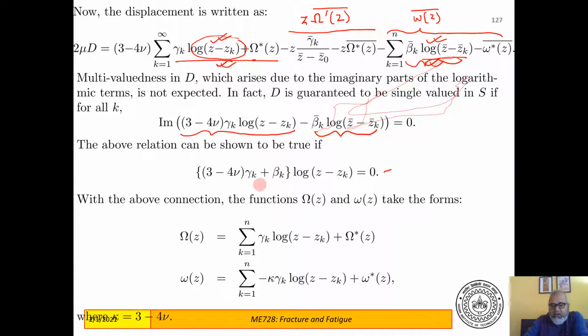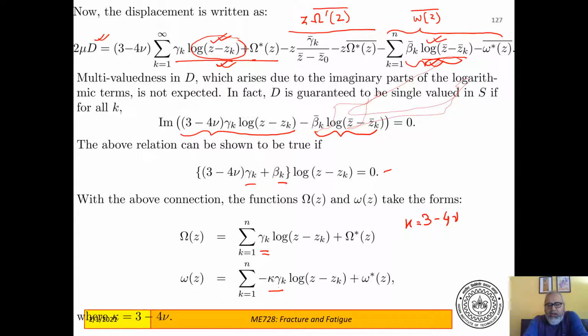And with the above connections, we now have an expression between gamma k and beta k, which will allow us to eliminate one in favor of the other. So we have eliminated beta k. From this we find that beta k is equal to minus kappa gamma k, where kappa is equal to 3 minus 4 nu. So using this kappa, we can now eliminate one of the two constants, so we have only one set of constants to determine. Gamma k is the only one we have to determine, and we have come to that from the fact that D has to be a single valued function, and all multi-valuedness from the right hand side has to be removed, and that can be removed only if minus kappa gamma k is equal to beta k. So that is the first step.